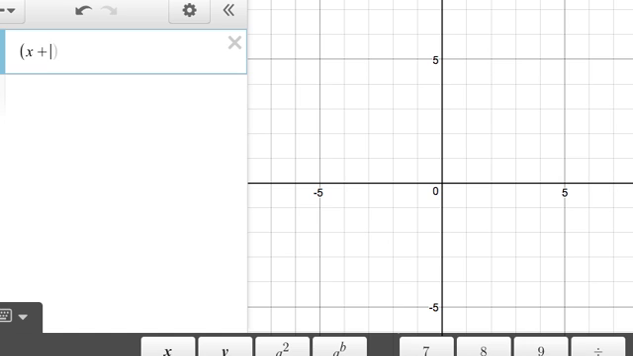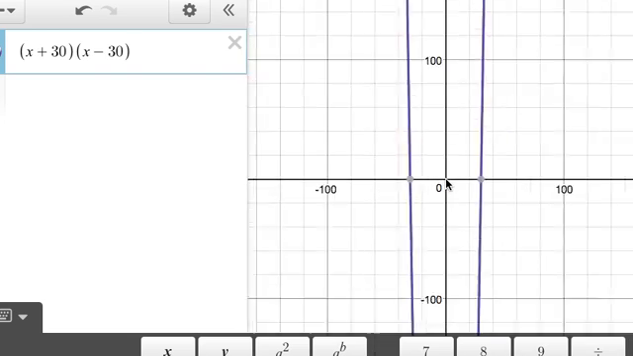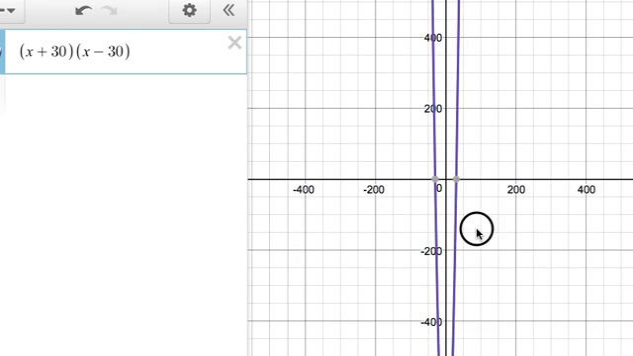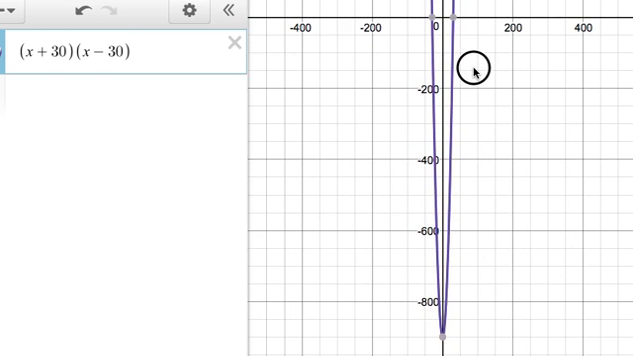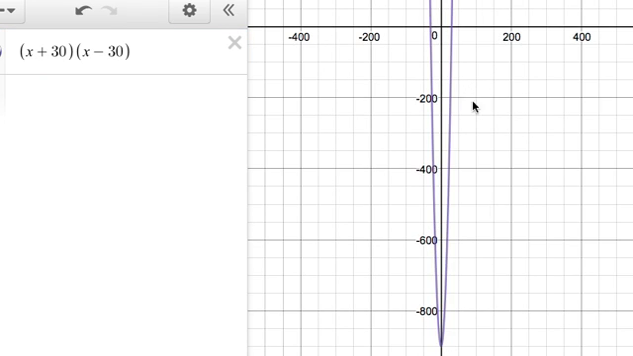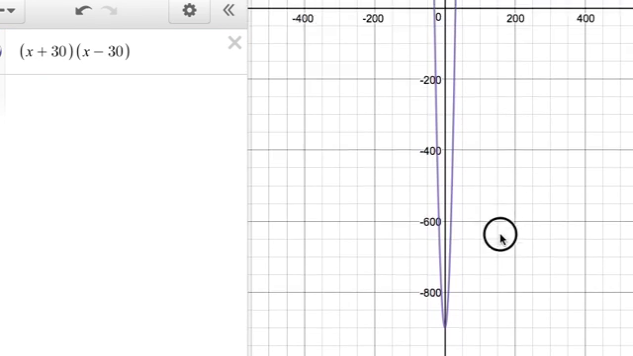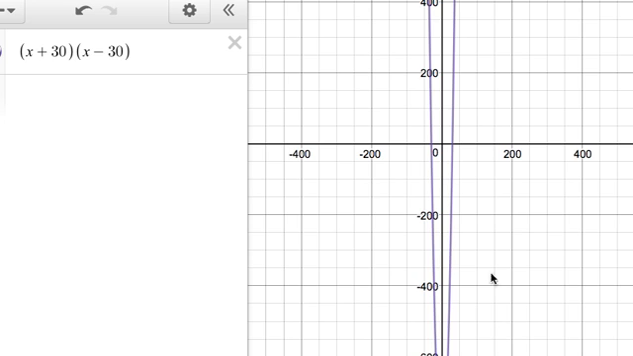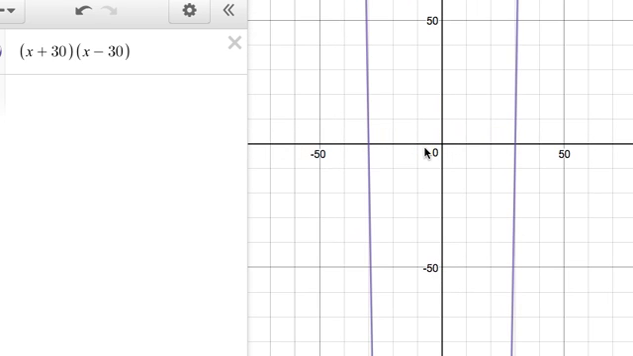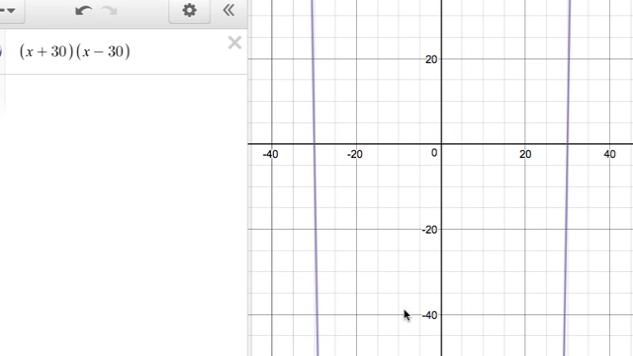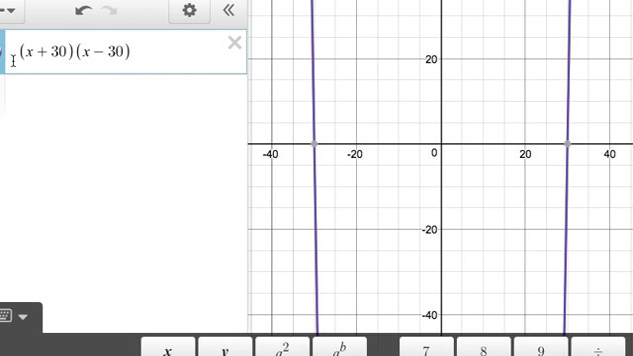I also know that this is the factored form for a parabola that has roots at those points, x plus 30, x minus 30. But if I zoom out, you can see that my parabola is really steep. It goes down to almost -1000. So obviously I'm going to have to modify that quite significantly to get the 15 centimeters height that I'm going to want.